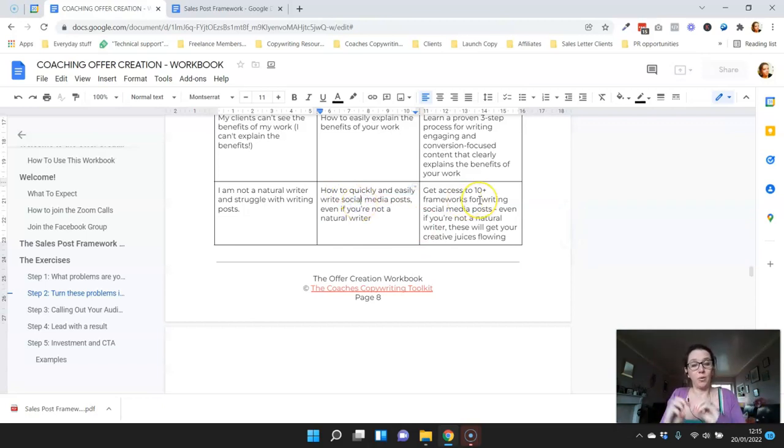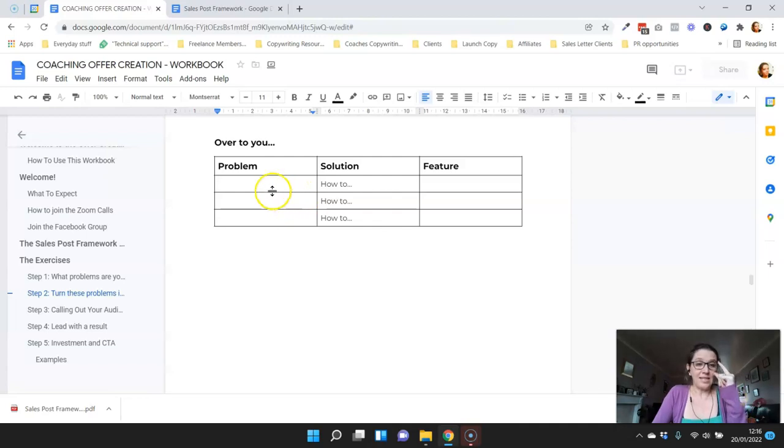And then the feature of my program, the thing that I give them, is that they get access to more than 10 frameworks to follow, like we're doing in this workshop. So we're following a sales post framework. Get access to more than 10 frameworks for writing social media posts. Even if you're not a natural writer, these will get your creative juices flowing. And so again, this is the feature linked back to the solution of a problem that I know my audience has, because they've said it in their words, and I'm able to weave it all together.